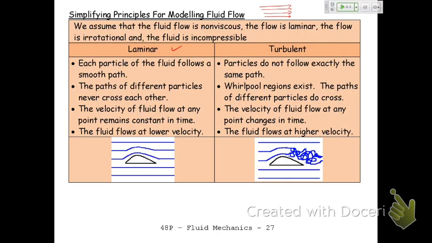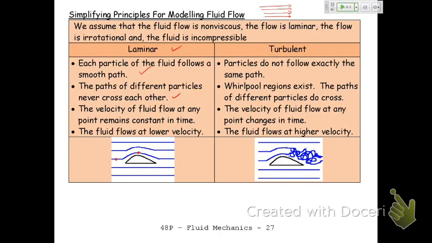Each particle of the fluid follows a smooth path. If you look at this diagram down at the bottom, it's smooth paths. The paths of different particles never cross each other. You don't get particles crossing paths. And the velocity of the fluid flow at any point remains constant in time. Now, that's not saying that the velocity here is the same as the velocity there. It's not saying it's the same all over. It's saying at any point it stays the same in time. It's not spatial constancy. It's temporal constancy. It stays the same in time.